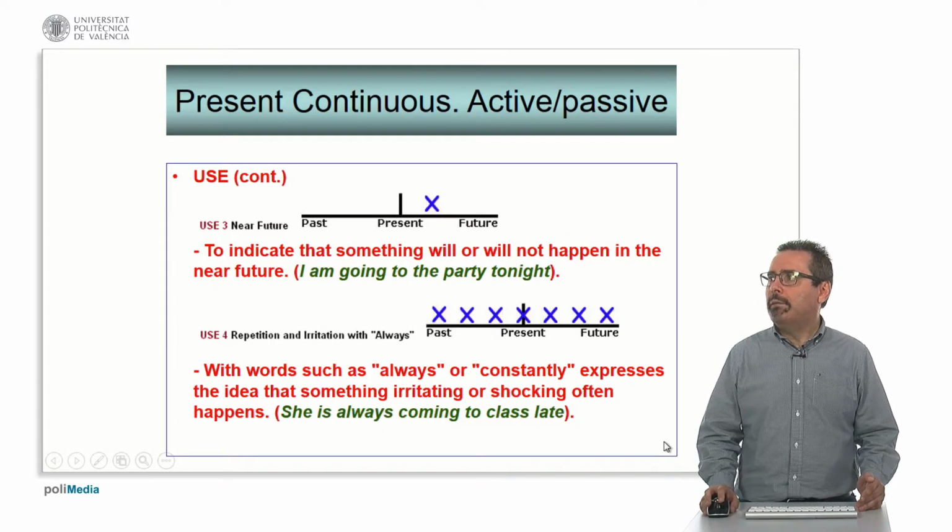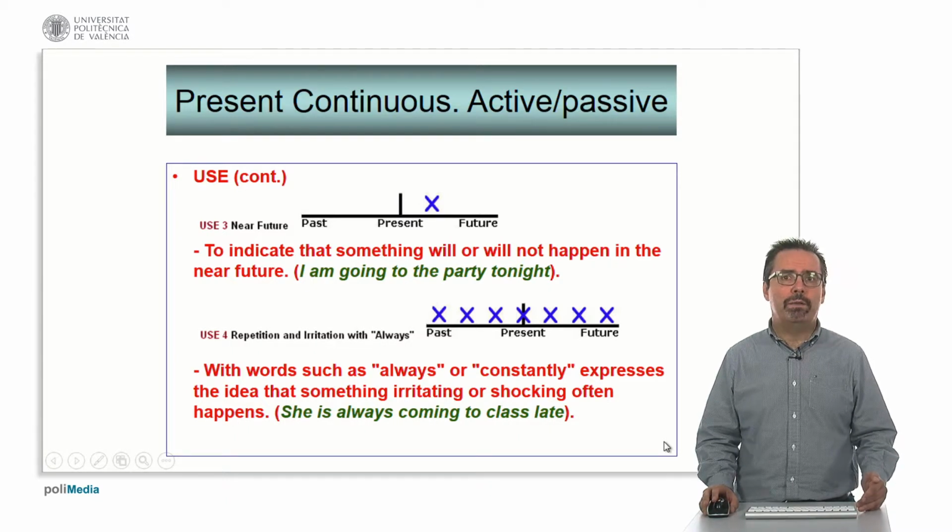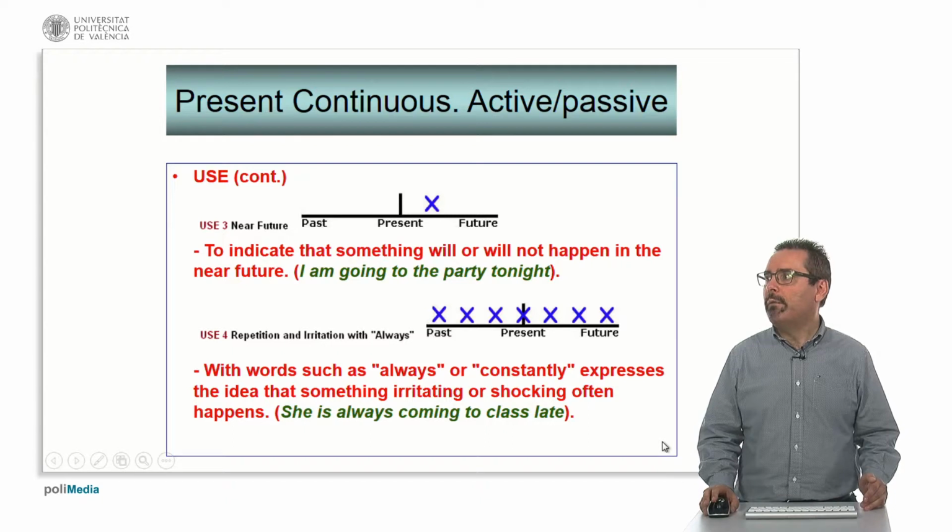And also the present continuous can indicate something that will or will not happen in the near future. It can also be used for near future. For example, I'm going to the party tonight. It is also associated with words such as always, constantly, or similar to express the idea that something irritating takes place. For example, she is always coming to class late.